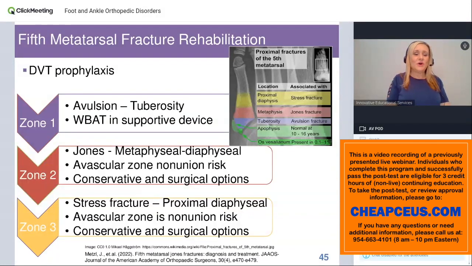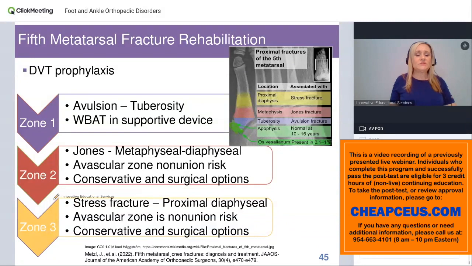As we continue to talk about metatarsal fractures, specifically looking at the fifth metatarsal, there are different regions to this fifth metatarsal bone. Depending on where the fracture is, it's going to change the rehab that is necessary. So, a zone 1 avulsion fracture is going to be of that little tip of the bone, that is going to be someone who has sustained more of an acute injury.